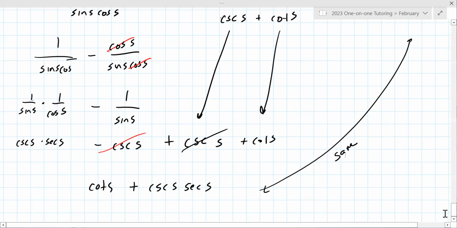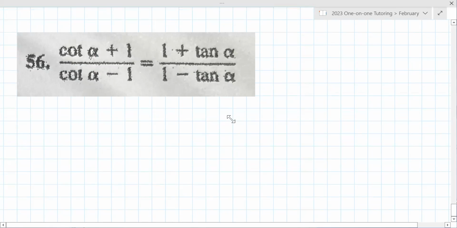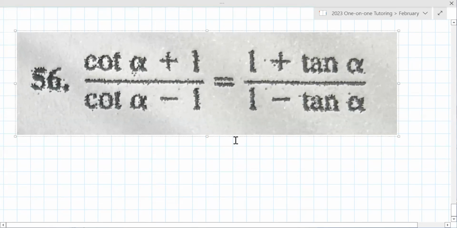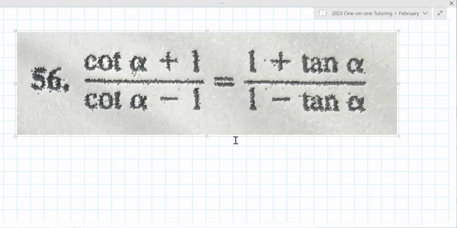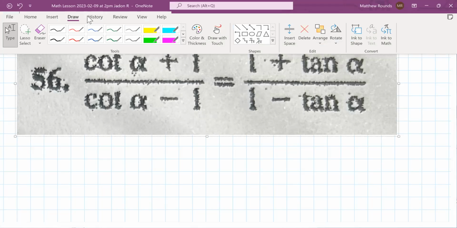Okay, let's look at 56 because you brought that one up. I think it's a good one. Cotangent alpha plus 1 over cotangent alpha minus 1 equals 1 plus tangent alpha over 1 minus tangent alpha. Is there a side here you think that we should work on, or both? The left side. Sure, why not?